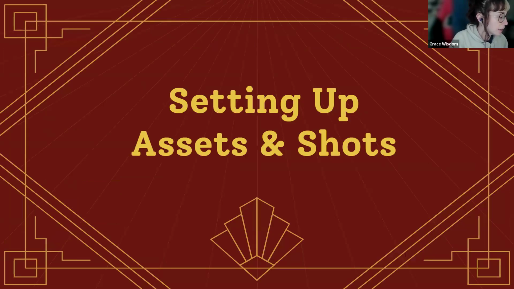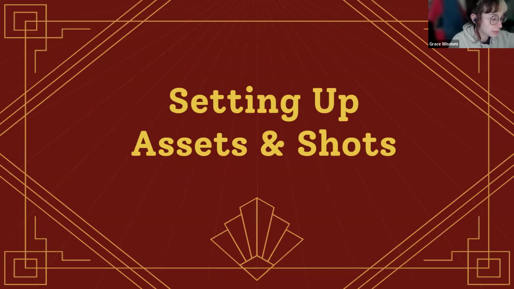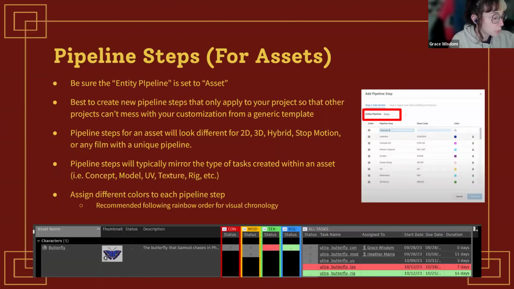And then setting up assets and shots. So from here, say you want to get further into the weeds of your assets and shots. One way of doing that is to create pipeline steps. And this is for any assets that go into your shot grid.